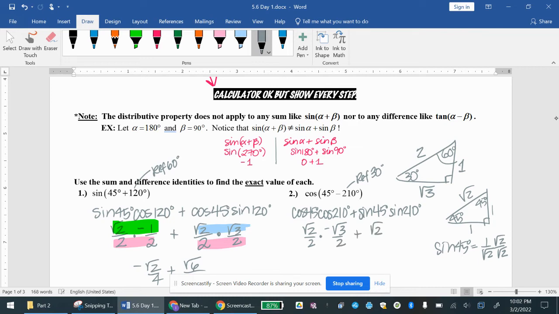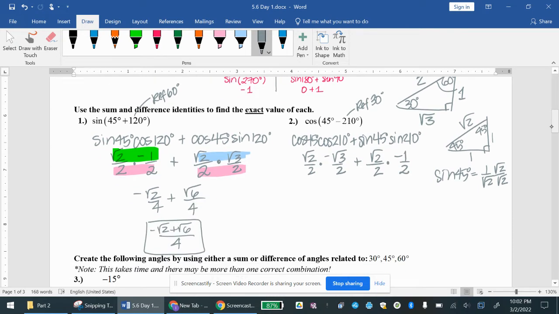Sine of 45 is root 2 over 2. We did that in the previous problem. So if you remember, it's 1 over root 2, but then you rationalize it. Sine is negative in quadrant 3. So the reference angle is 30 degrees. Sine of 30 is 1/2. Then you do the same exact thing that we did last time. Multiply the numerators and the denominators. And then if they have the same denominator, you're welcome to combine them and put them all over 4.